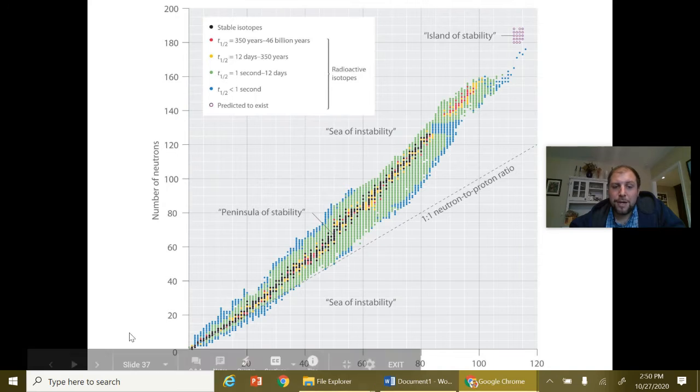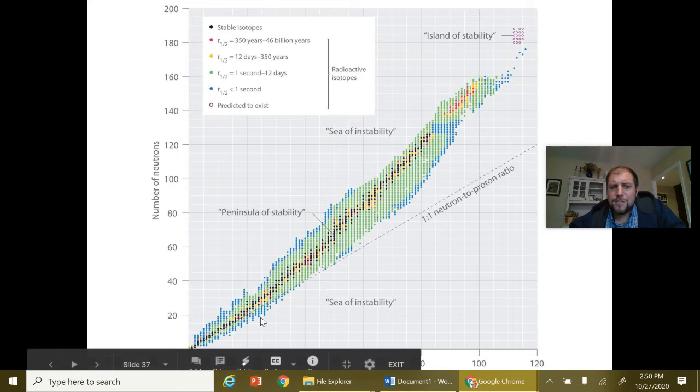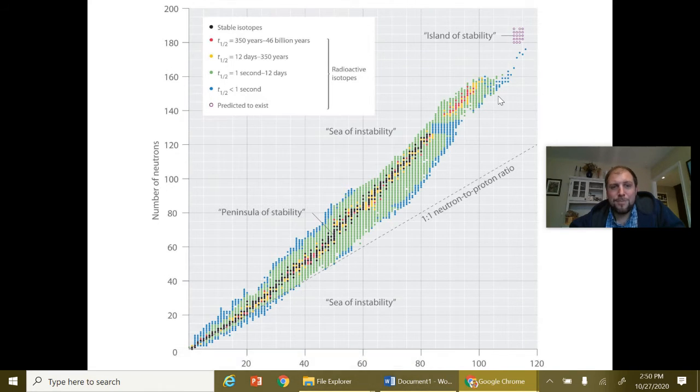Here's a bigger chart of all the known elements. All the little black dots represent a stable combination of protons and neutrons. All the red dots represent an unstable combination that takes hundreds or billions of years to break down. The yellow dots represent unstable combinations that might take days or years to break down. Green and blue, these things will break down in anywhere between days and fractions of a second. So this is all the stable isotopes of different atoms. I think it's a pretty cool chart.